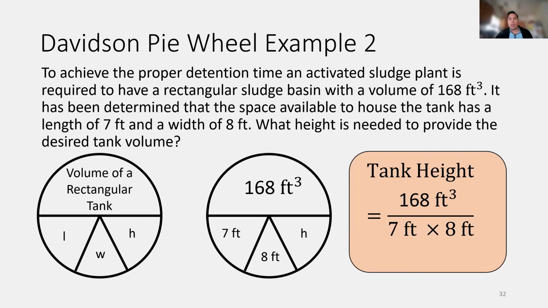So we plug those into our equation. Because the tank height would normally be multiplied by 7 feet and 8 feet, we move those to the other side of the equation, and then we have a tank volume of 168 cubic feet divided by the product of 7 feet and 8 feet, which is equal to 3 feet. So that's how we use it to find the variables on the bottom as well. We divide the top by the ones that we do know, giving us the H, or the height.